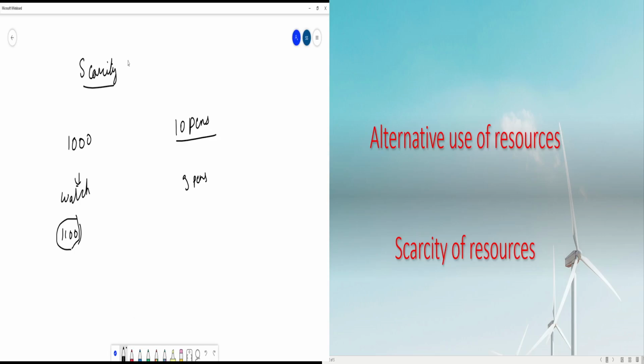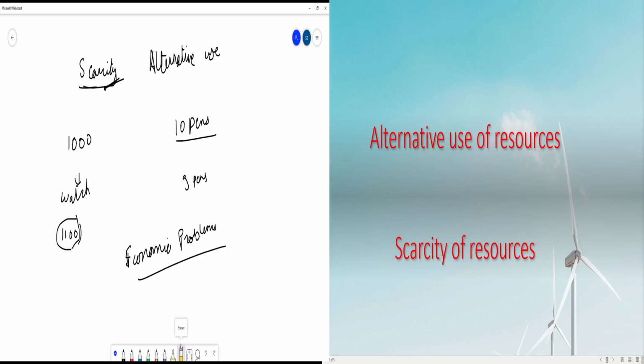Now why I wanted to clarify these concepts was that there is a concept called economic problems, and these economic problems arise because of scarcity of resources as well as alternative use of resources, right? We will be learning about these economic problems in the next chapter, but I just wanted to give a brief about why we have to clarify these concepts.